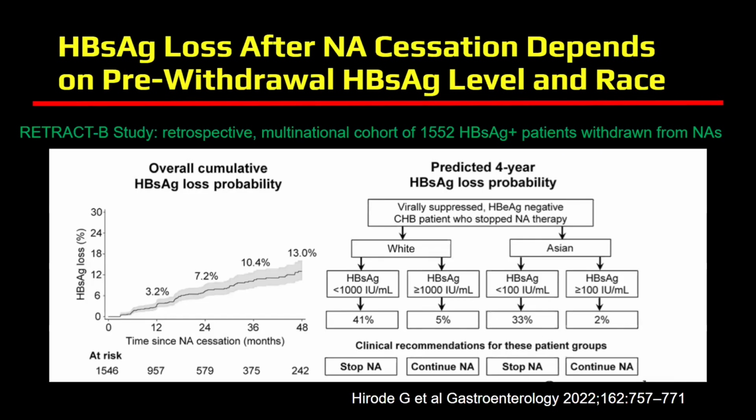Similarly, among Asian patients, the cutoff for predicting surface antigen loss was tenfold lower, 100. At this level, 33% of patients experienced surface antigen loss compared to only 2% in those with surface antigen levels greater than 100. So the key point here again is that surface antigen levels are an important clinical determinant in selection of patients for stopping therapy, and the cutoff value for stopping therapy also varies by race, being 1,000 for persons who are white and 100 for persons who are Asian. Next slide, please.